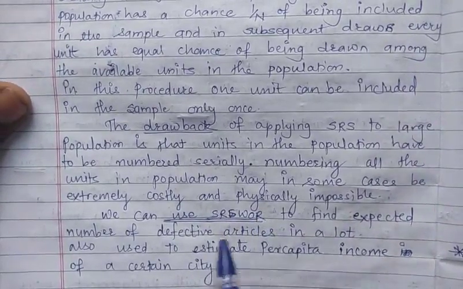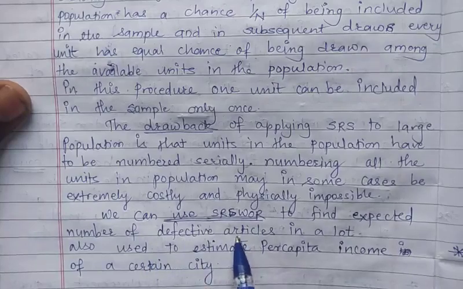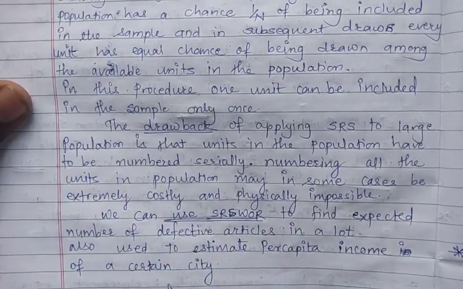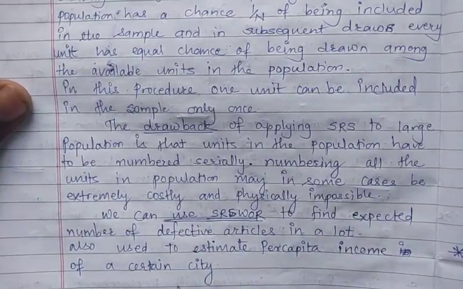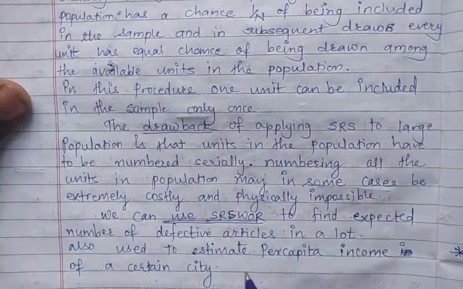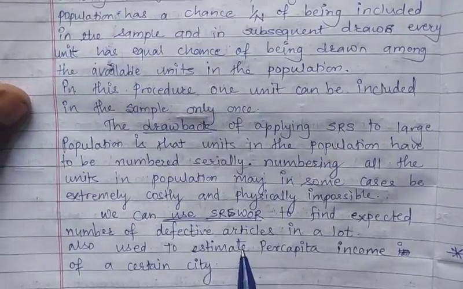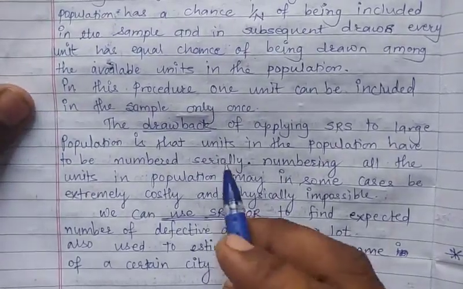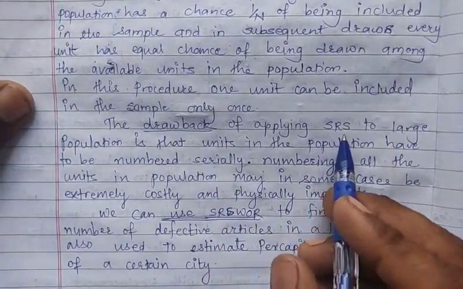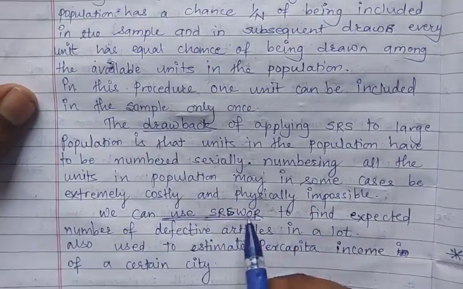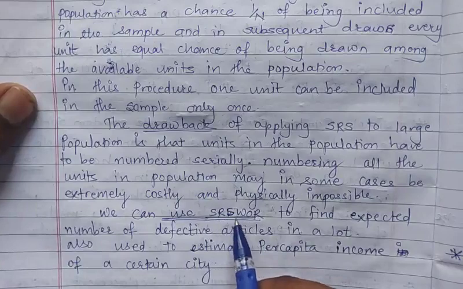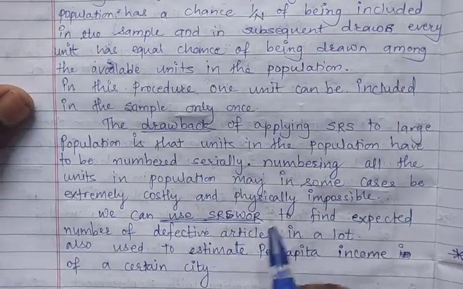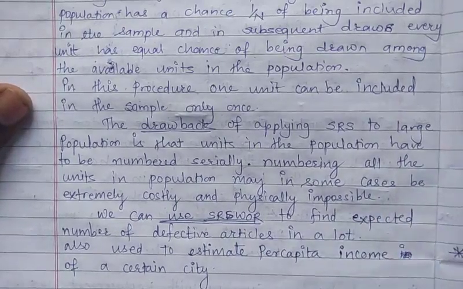replacement to find the expected number of defective articles in a lot. It is also used to estimate the per capita income of a certain city. So those are the uses of simple random sampling without replacement. Next we'll see the parameter.